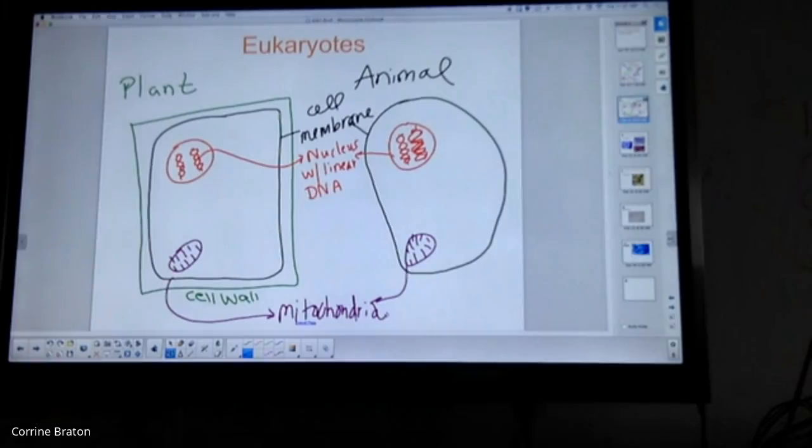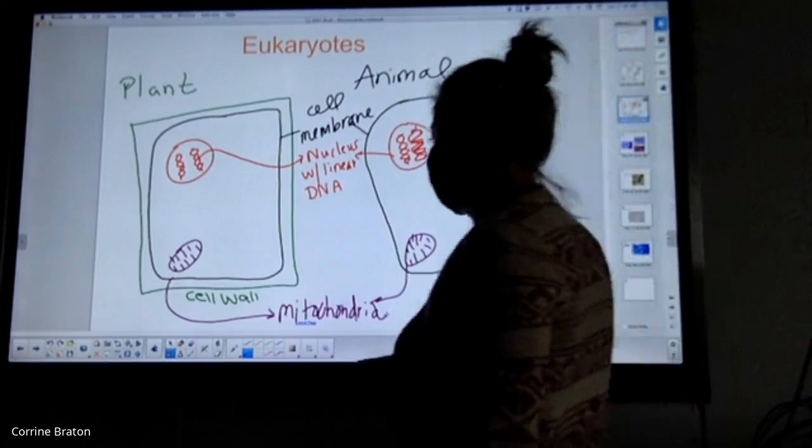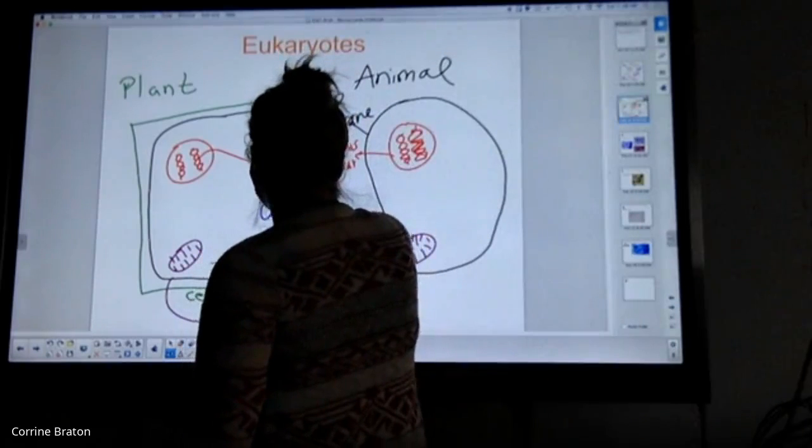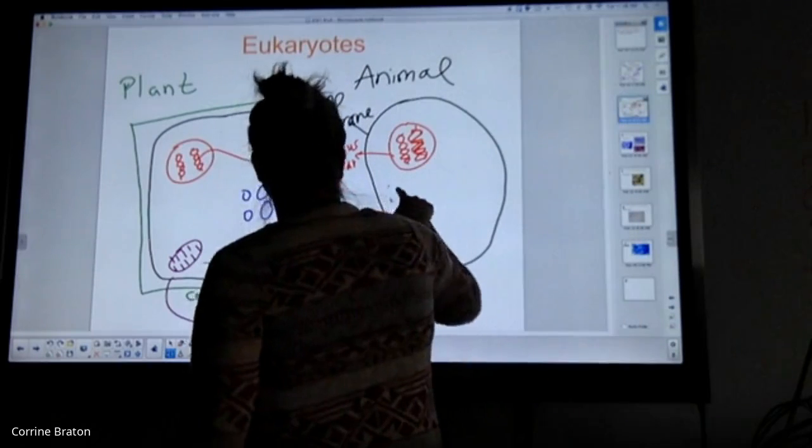What else we got? Your organelles, you did a POGL on it or a worksheet on it. Or think of the stations around the room. Lysosomes. Lysosomes are just little bubbles that digest waste.